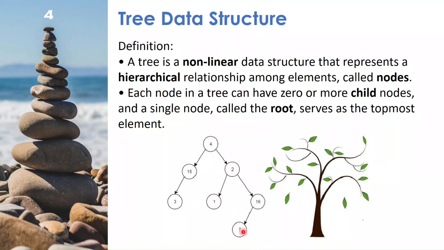So this is a tree data structure. We're going to have a root element, and then the root will have children, and all of these elements are called nodes. Each node can have 0 or more children, and a single node called the root serves as the topmost element. So this is the root, and these are its children, and they can have their own children. This node's parent is the root, this node's parent is 15, like that. So that's the tree data structure. It stores and structures data based on hierarchical relationships.